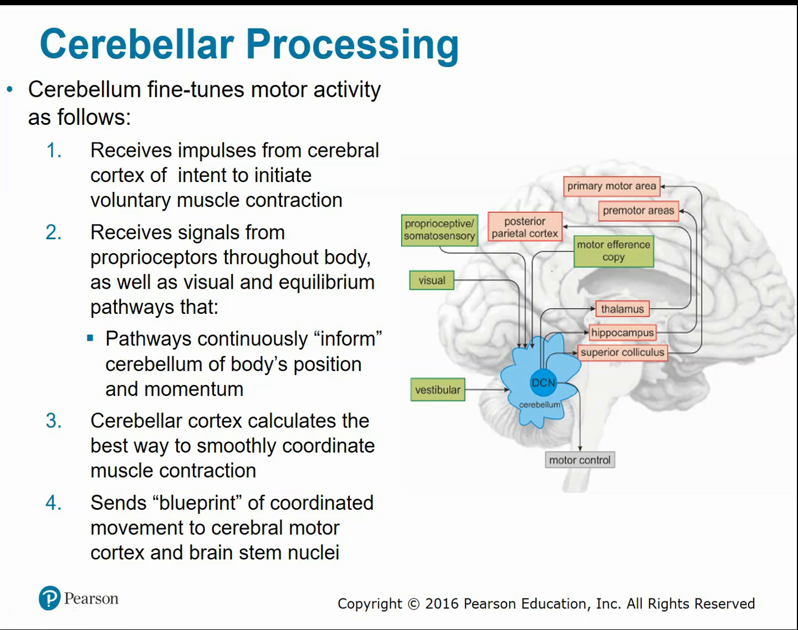So it can also help calculate the best plan of action to smoothly coordinate these muscle contractions. And then essentially sends the blueprint that it came up with using its information to tell the motor cortex of the brain how to carry out this action. So again, showing your incoming information from vestibular, so our sense of balance, visual, so what we see with our eyes around us, proprioceptors, the stretch receptors in your muscles, right? And then it's ultimately going to send its blueprint out to the primary and premotor areas.